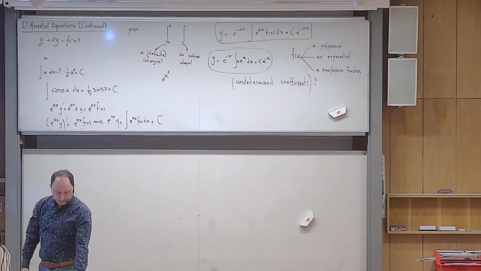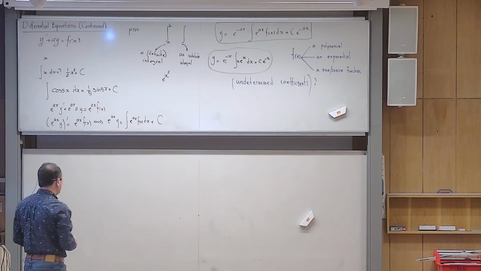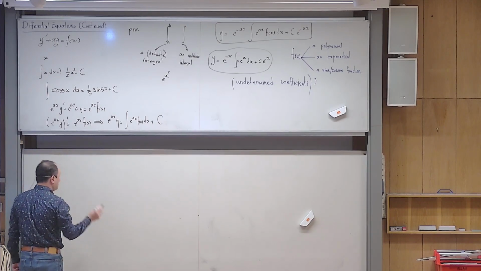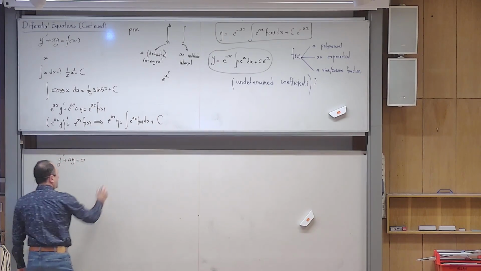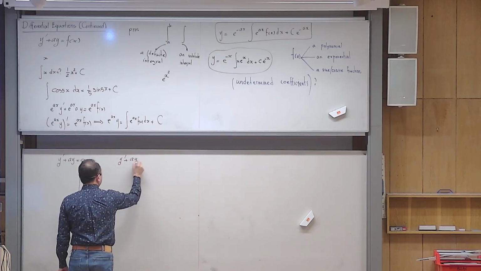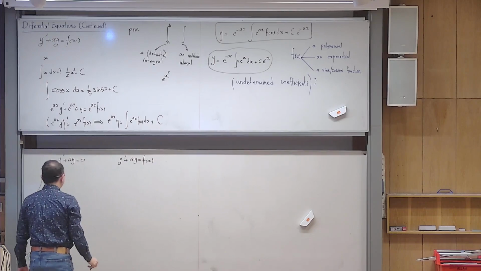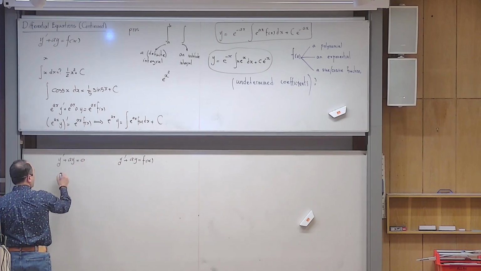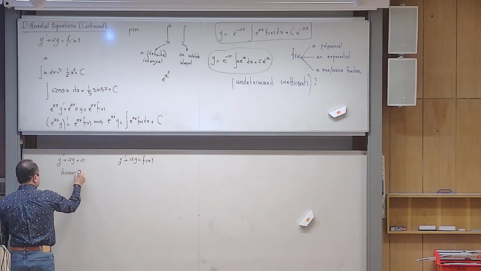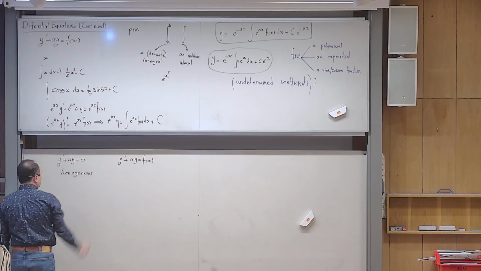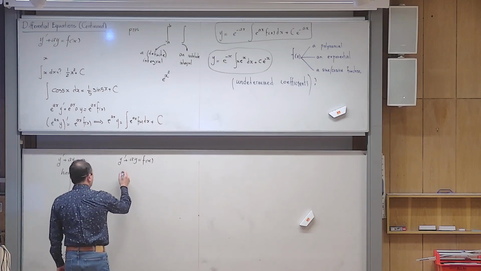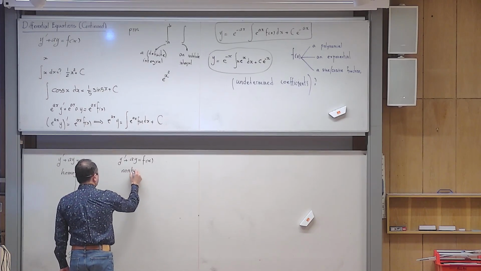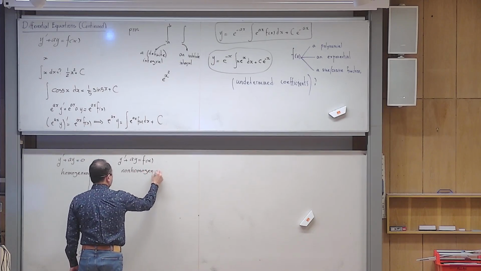Okay, so what we do, I want to talk a little bit about the theory of differential equations, which is also in the book. So if I have y prime plus a y equals 0, and then y prime plus a y equals f of x. The terminology I want you to learn: the one that has 0 on the right is called homogeneous. Or I think in Canada they call it homogeneous, yes. And this one is called non-homogeneous.